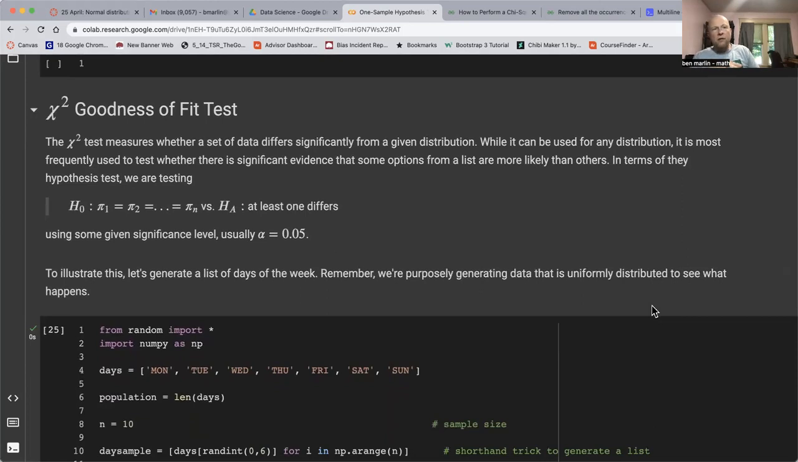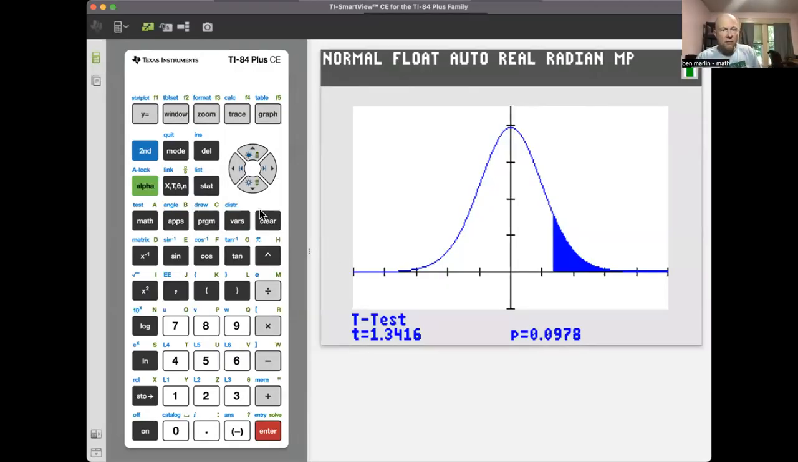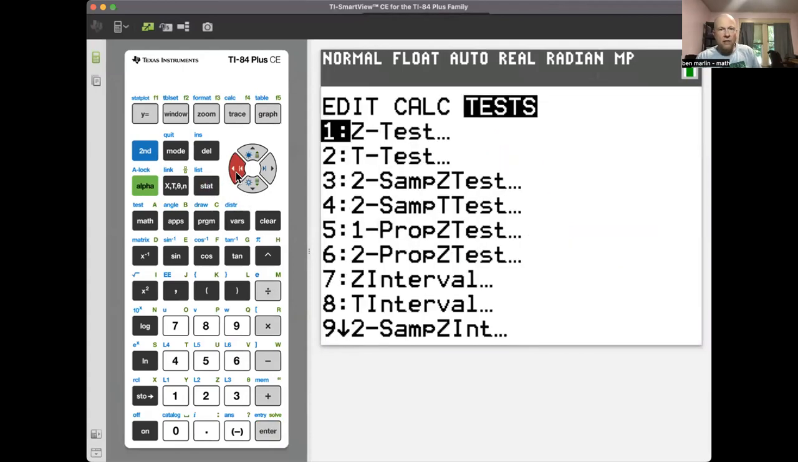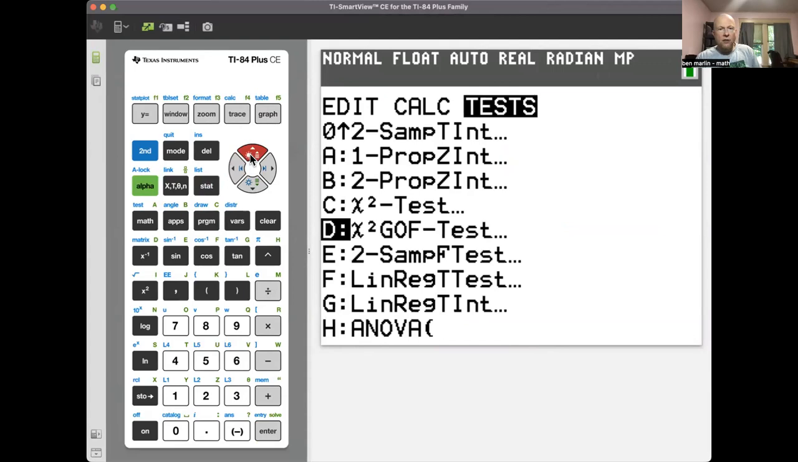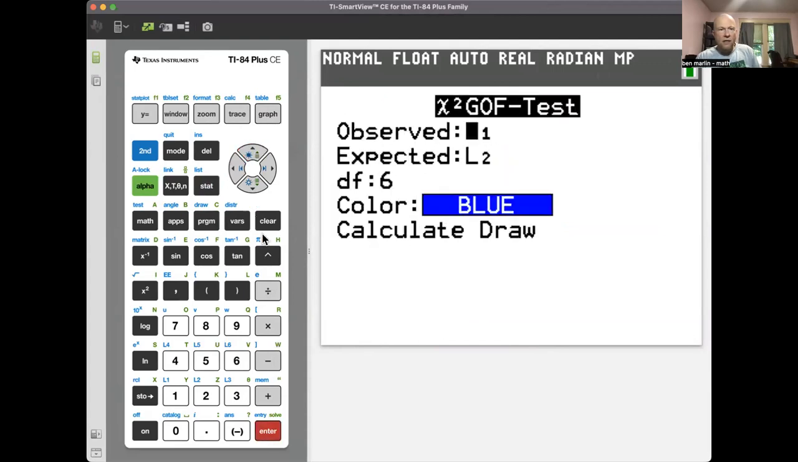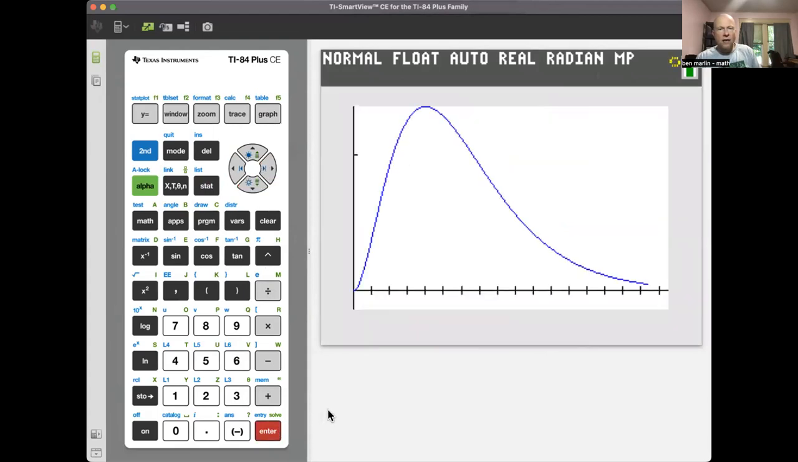Now, this one is referred to as the chi-squared goodness of fit test. Wow. Okay, that's kind of a mouthful there. Let me stop share on this real quick and check to make sure. Okay. I'm going to share screen and we're going to look over at the calculator for a picture here. So on the calculator, it has a goodness of fit test. And I'm going to ask it to draw for the data that it had.